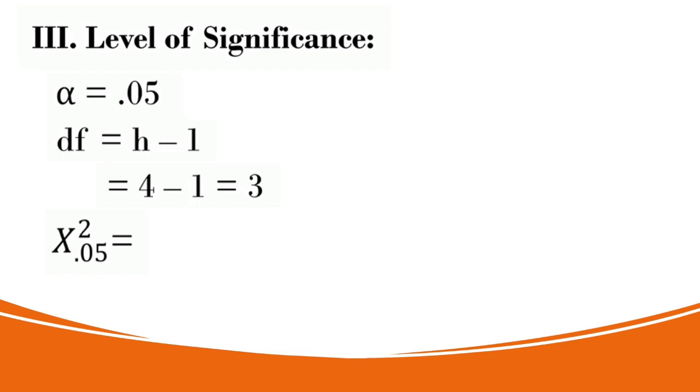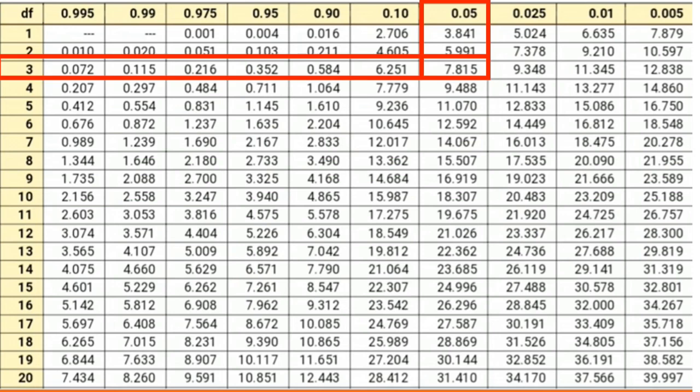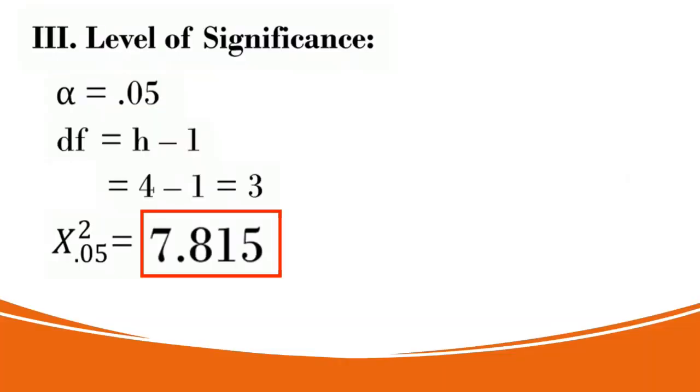So now we will be using the chi-square table. So this is the chi-square table. We need to locate the level of significance at 0.05 and the degree of freedom, which is 3, then get their intersection. Therefore, the tabular value is equal to 7.815.